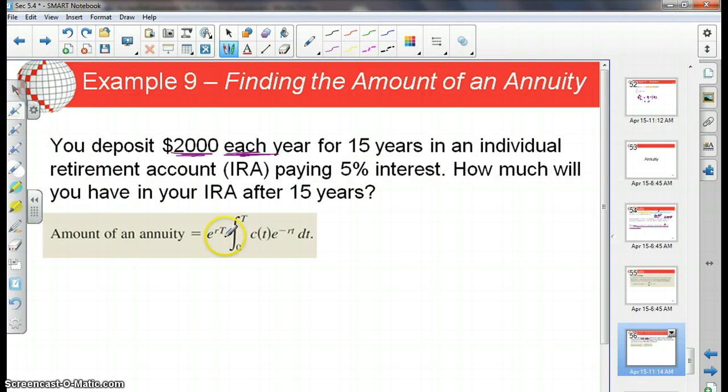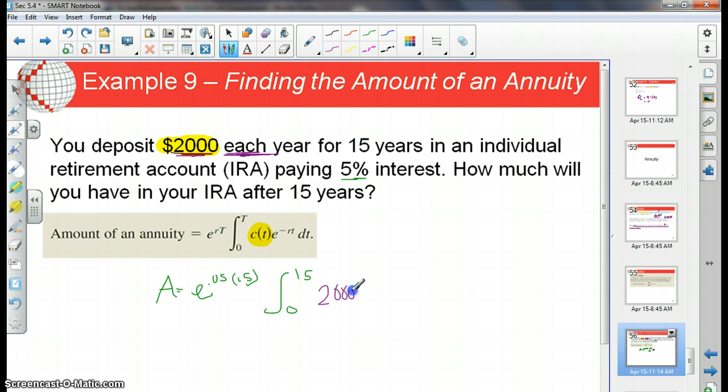So let's identify a couple things here. The rate is 5%. So the amount this time is going to be e to the 0.05, and we're going to do this for 15 years. So 0.05 times 15. We're integrating from 0 to 15 years. C sub t is actually the amount that you deposit each year or each month or whatever.